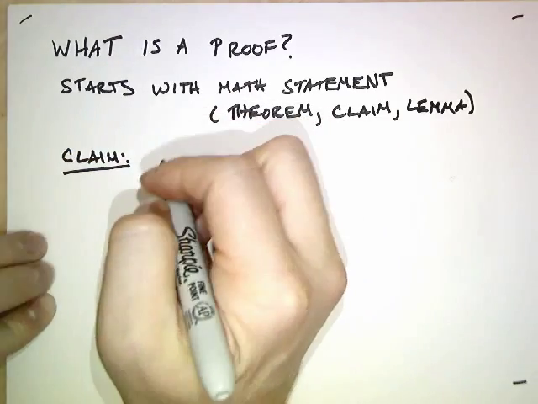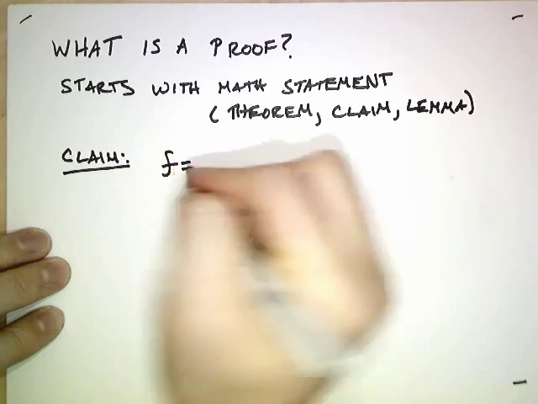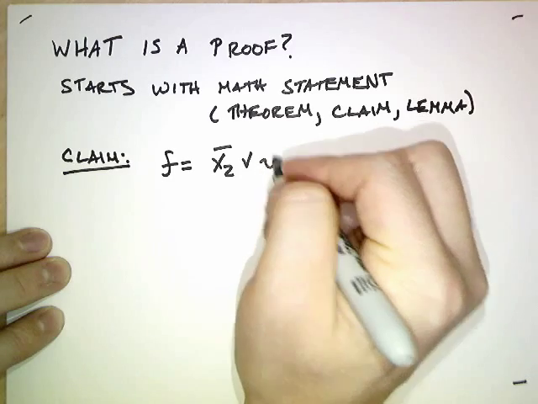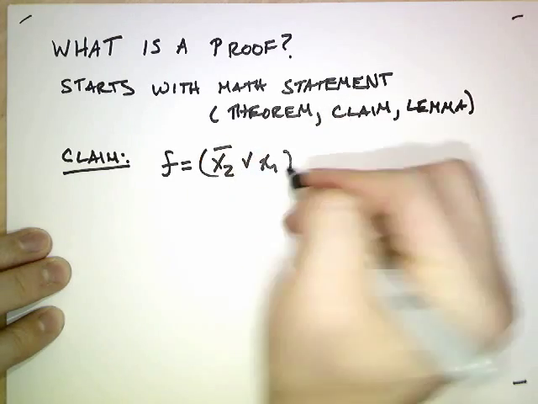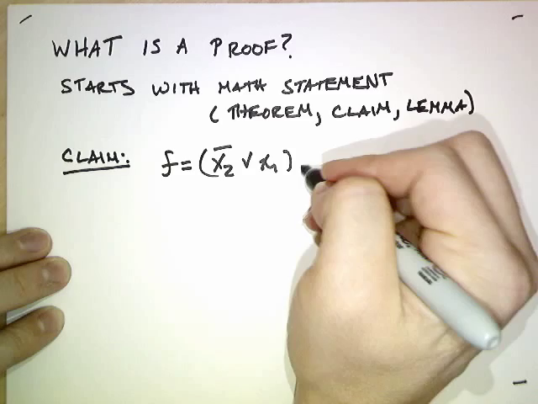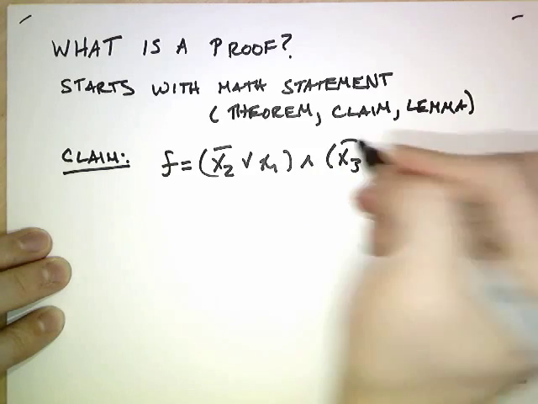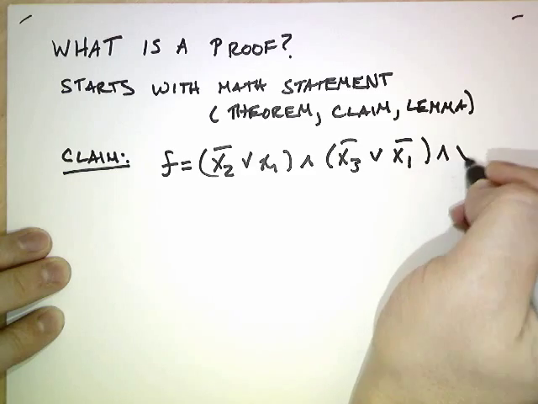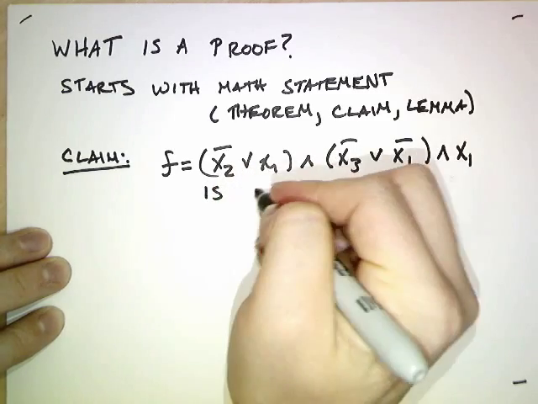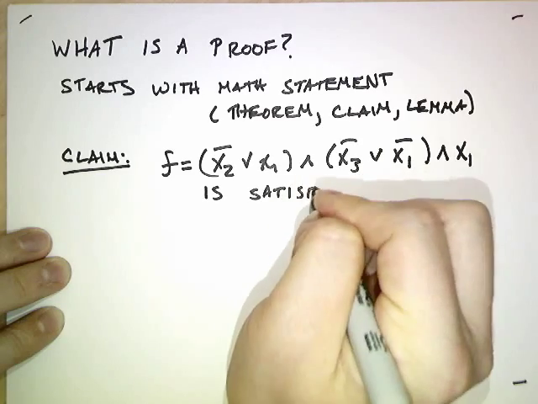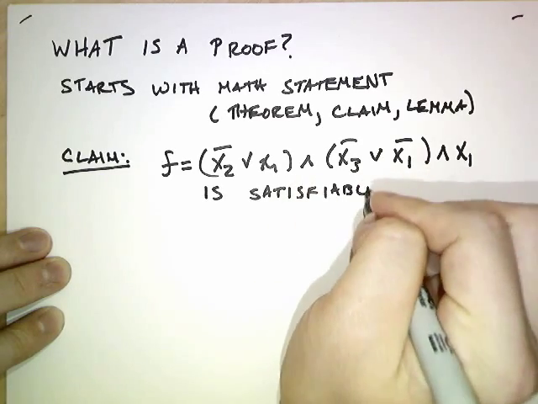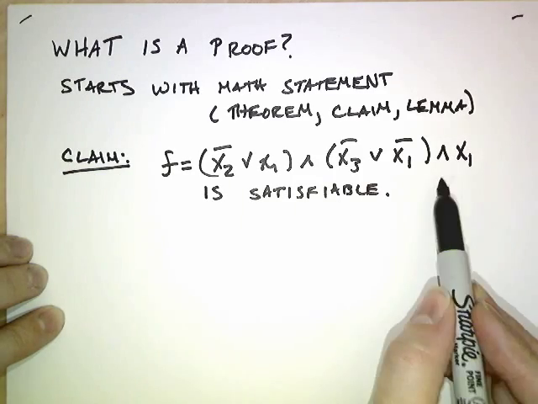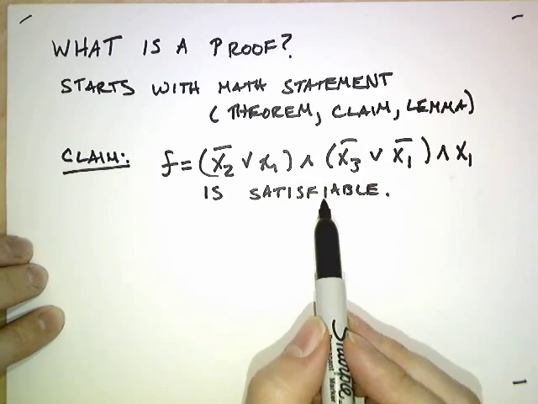is that the following Boolean formula, (x2 bar or x1) and (x3 bar or x1 bar) and x1, is satisfiable. So this is the claim that we would like to prove. So here's a mathematical statement. We'd like to prove that it is satisfiable.